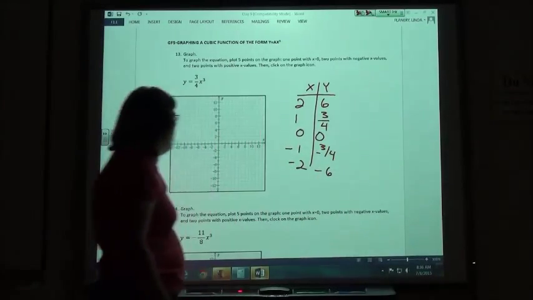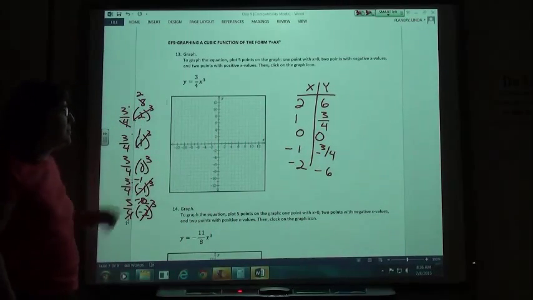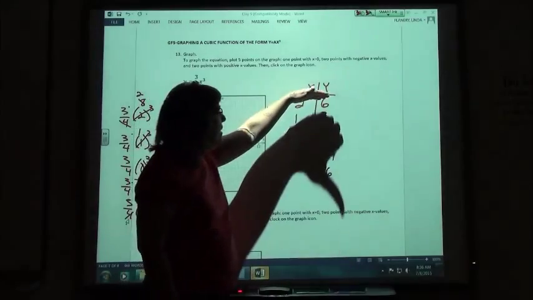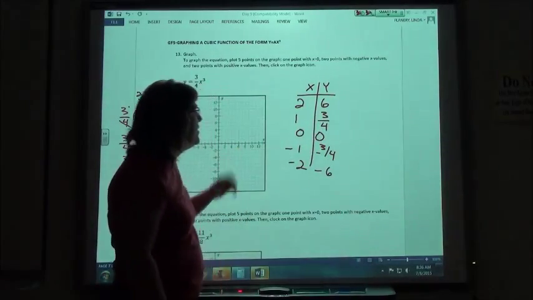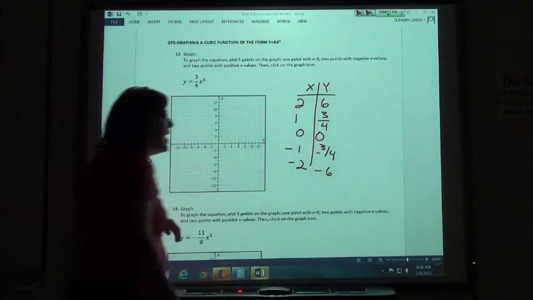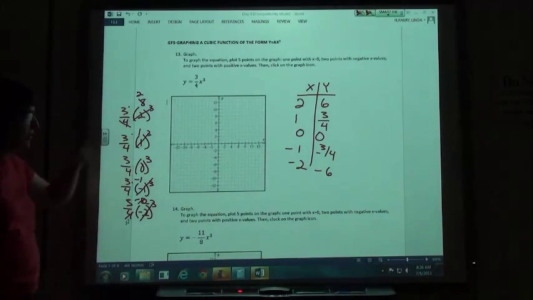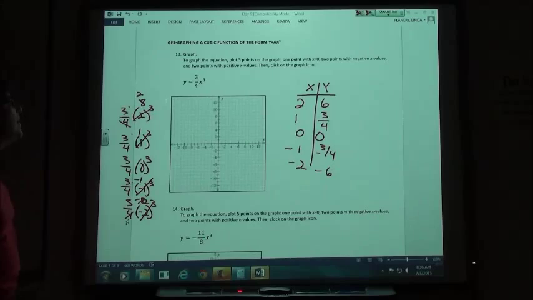-6. That should have been -3/4. 3/4 times -1. So this is the opposite of this, and this is the opposite of this, and that's 0, 0. So make sure you get the negative in front of your 3/4 there. Didn't write it down when I wrote it on there.